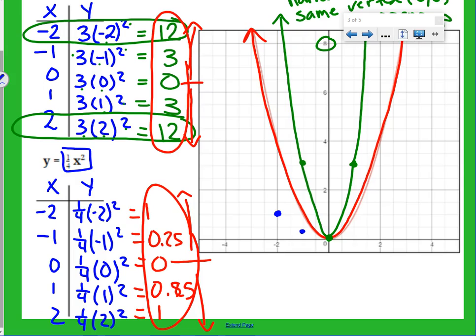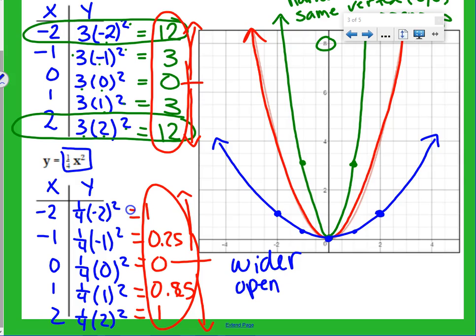-1.25 would be about here. 0, 0. 1.25 and 2, 1. So there we see that makes that nice U shape. So now we want to compare this to our red function. If we look, it is wider than the red function, but it still opens up and has the same vertex of 0, 0.